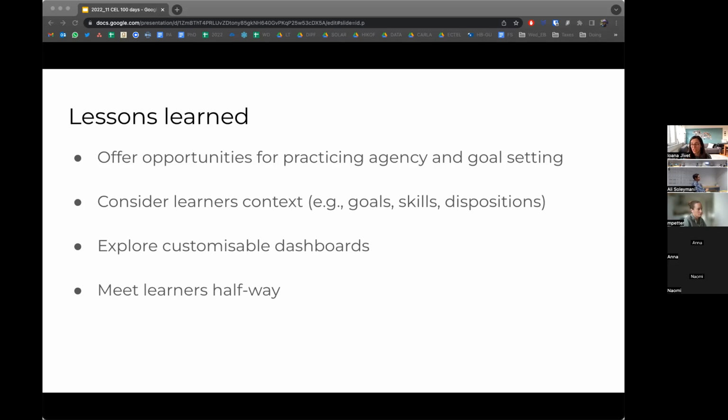One challenge, especially when we talk about students that are highly skilled versus students that are less skilled, and especially when we talk about customizable dashboards, is that in order to configure your own dashboard, you need to have enough knowledge and self-awareness to know what you need. And this is rarely the case.